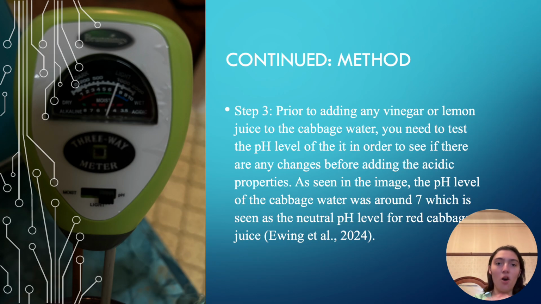Now, step 3, prior to adding any vinegar or lemon juice to the cabbage water, you need to test the pH level of it in order to see if there are any changes before adding the acidic properties and observe the changes afterwards. As seen in the image, the pH level of the cabbage water was around 7, which is seen as the neutral pH level for red cabbage juice.